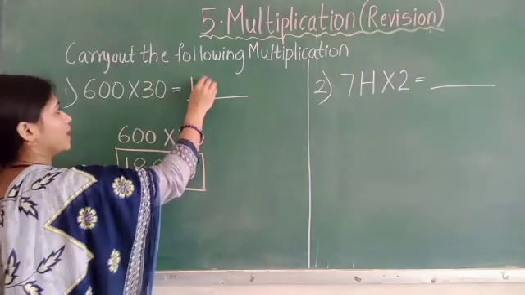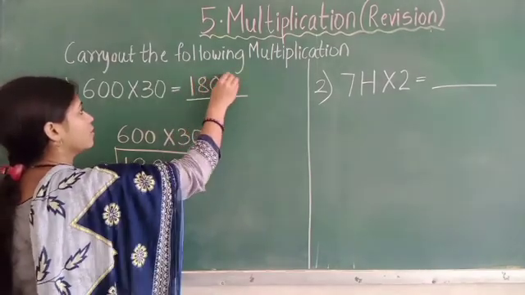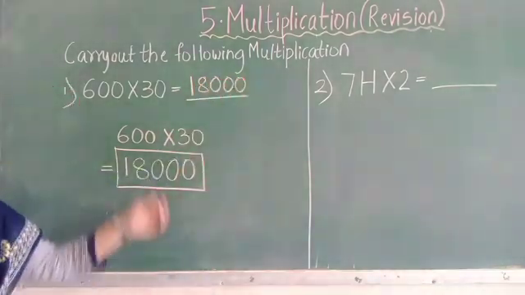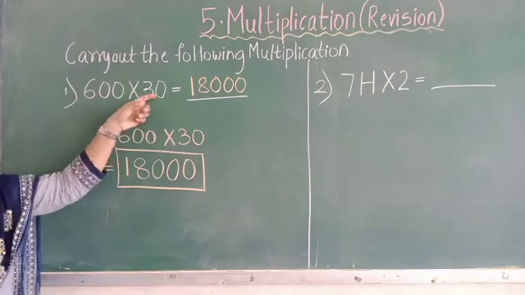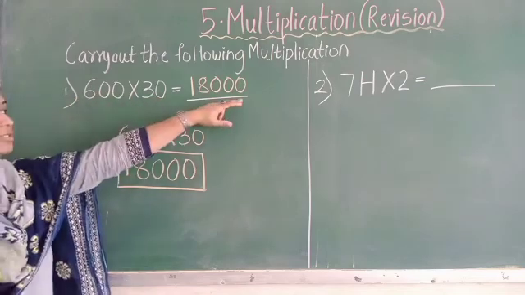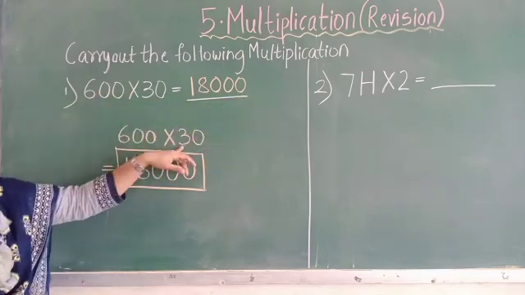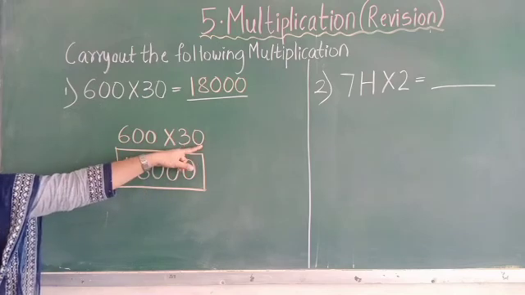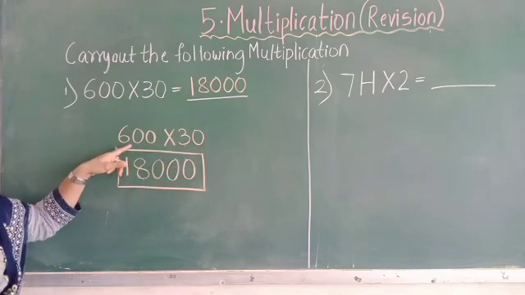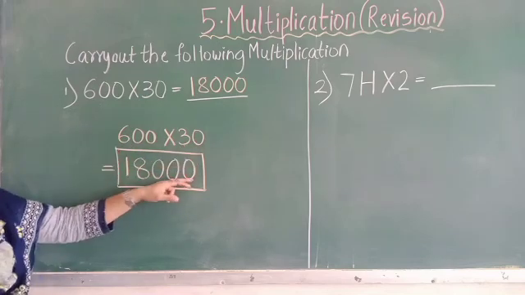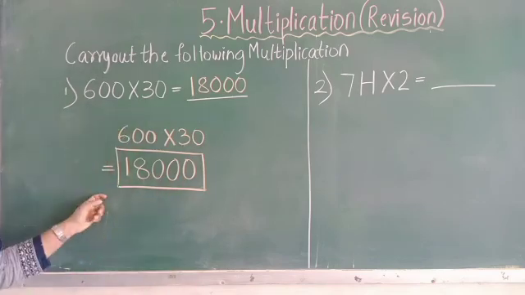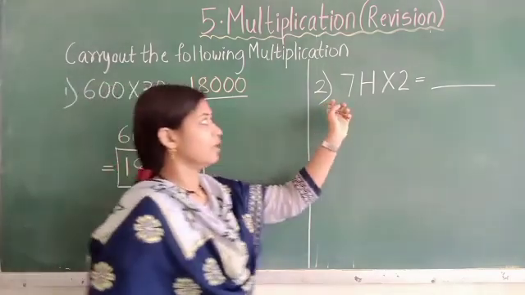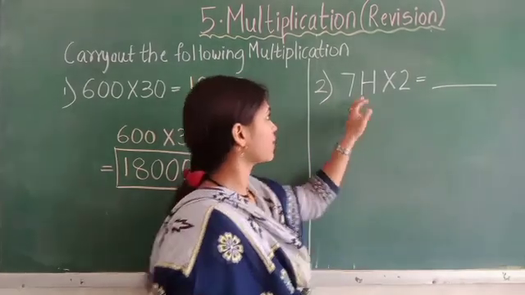So we will write here 18,000. Here what you have to do? You can directly multiply the numbers and add the zeros afterwards. See, 6 multiplied by 3 is 18, and 1 zero from 30 and 2 zeros from 600. That is total 3 zeros. In this way you can do it directly. Now let us see the second one.